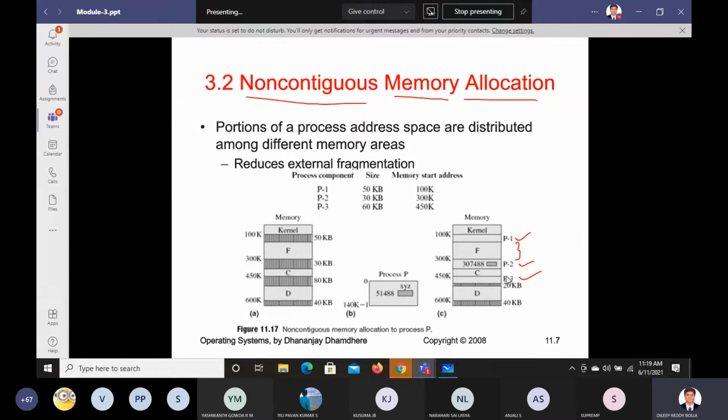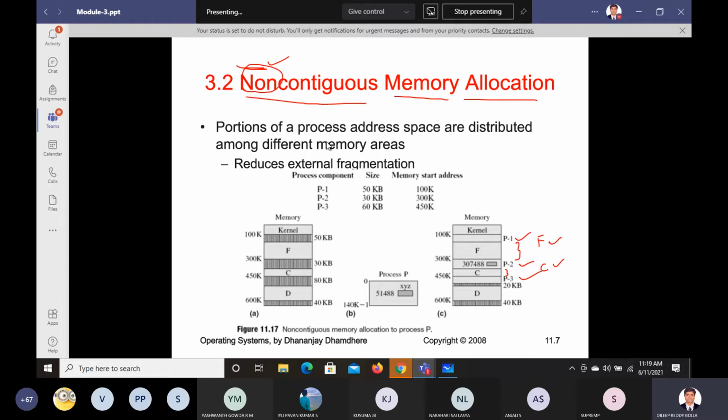After this, P2 and P3 are together. No, but there's some gap here. So a gap between F here and a gap of C. These two are available. So that's why this kind of memory is called what? Non-contiguous memory. Contiguous means continuing, so to make you understand easily, continuous memory and non-continuous memory. But in memory terms, we call it contiguous memory allocation.